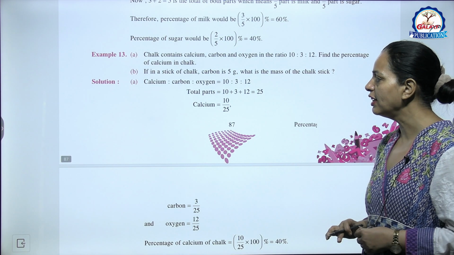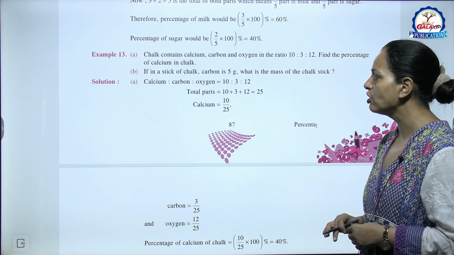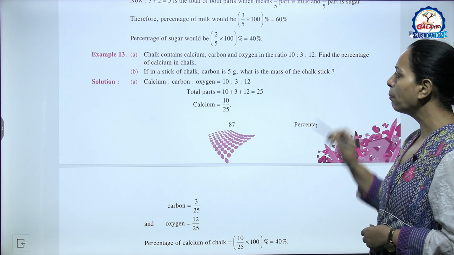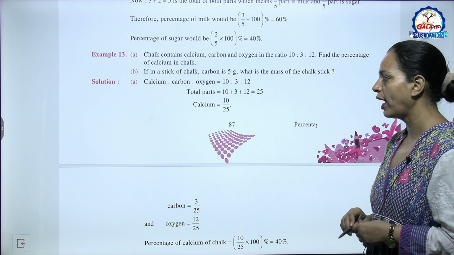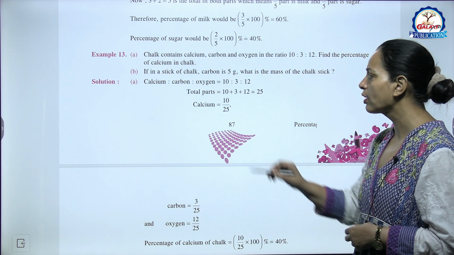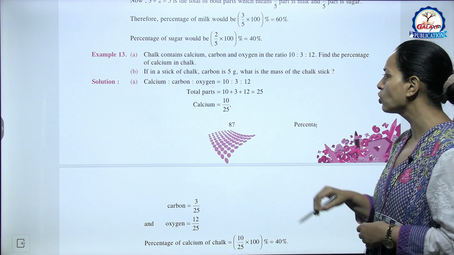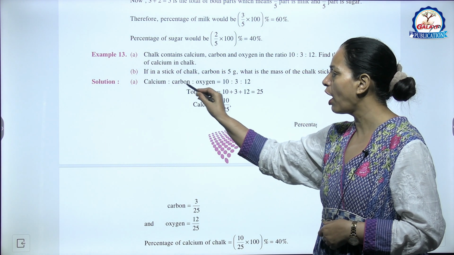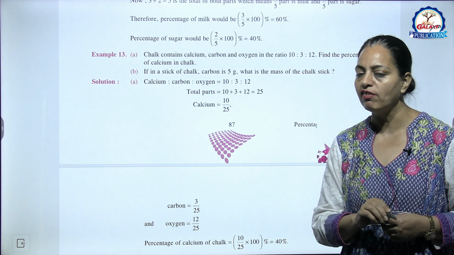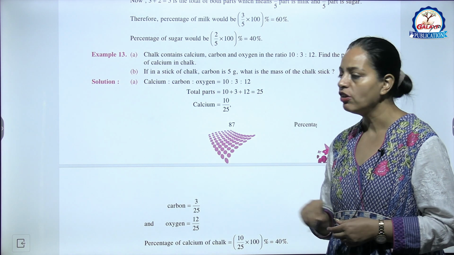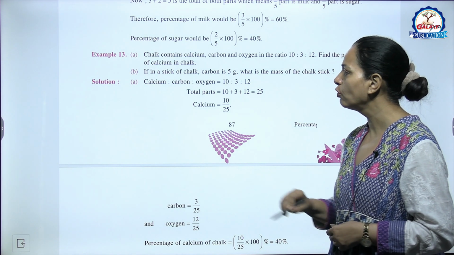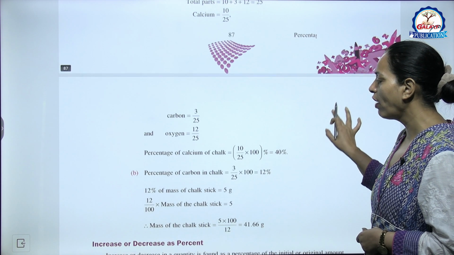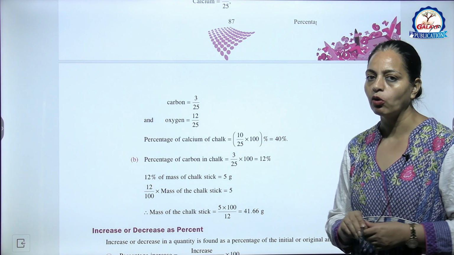Now example 13. A part, chalk contains calcium, carbon and oxygen in the ratio 10:3:12. Find the percentage of calcium in chalk. And second, if in a stick of chalk carbon is 5 gram, what is the mass of the chalk stick? So here is the ratio of three things, calcium, carbon and oxygen, 10:3:12. Sum of ratio is 25. So calcium is 10 out of 25, carbon is 3 out of 25 and oxygen is 12 upon 25.